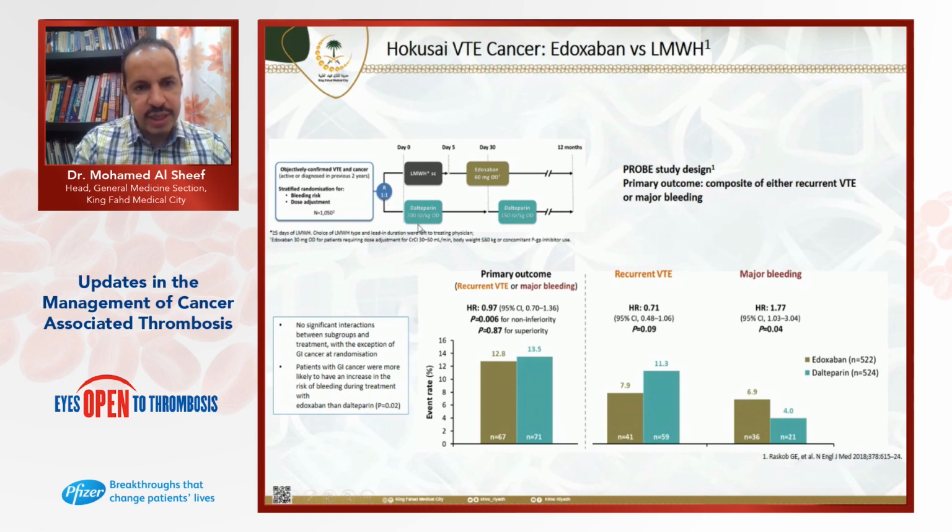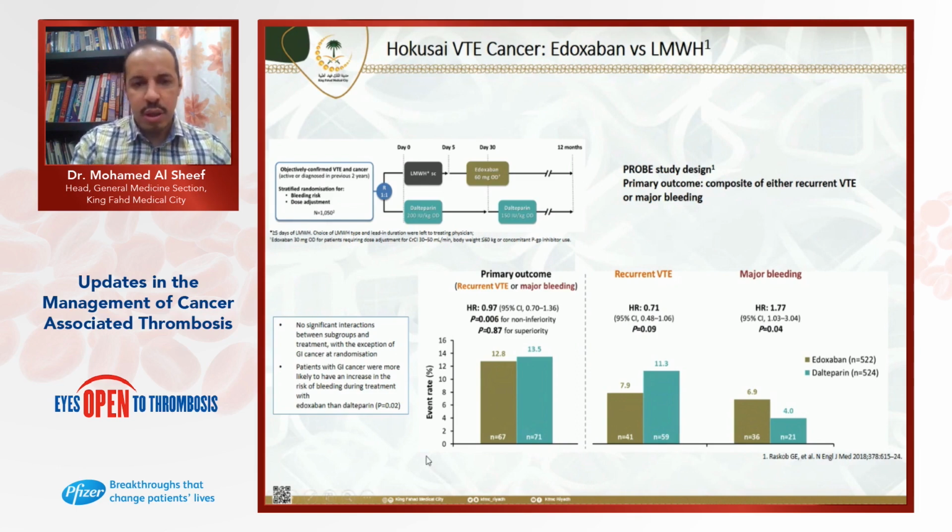However, for the other arm, it is dalteparin. They used 200 units per kg once daily in the first month, followed by dalteparin 150 units per kg. They followed the study up to 12 months. The primary outcome was recurrent VTE or major bleeding, a composite endpoint. They found that edoxaban was non-inferior to dalteparin. It met the endpoint for non-inferiority, with a significant p-value, but it was not significant for superiority. So it is not superior.